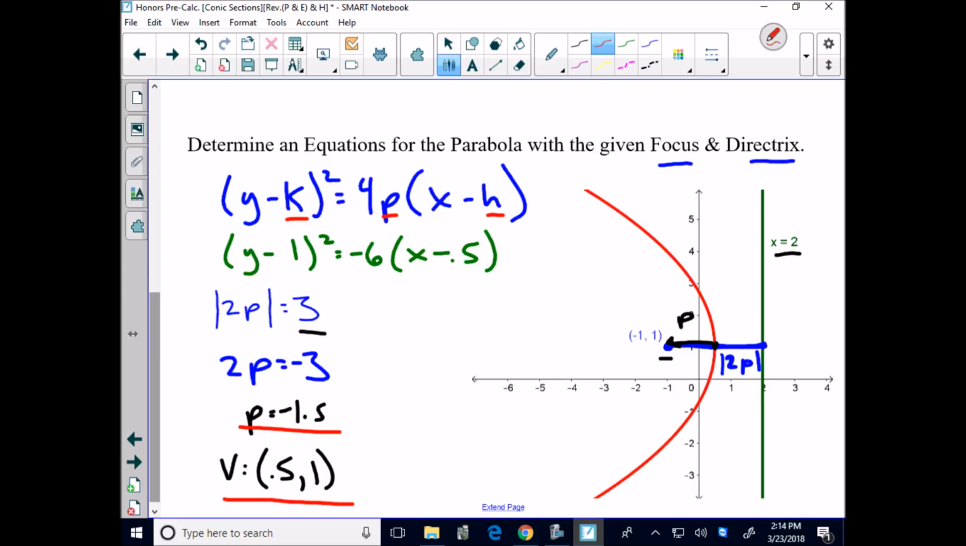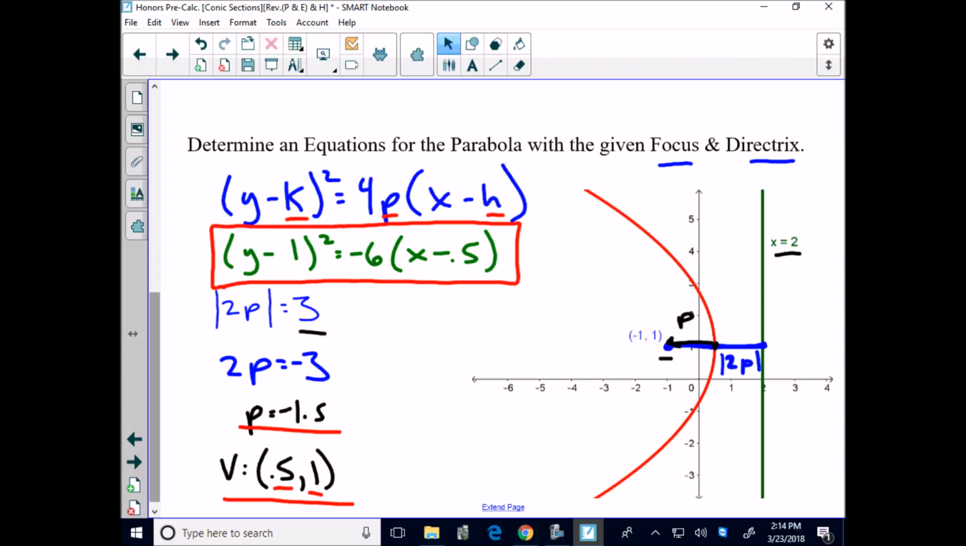We can basically plug in the x and y value of our vertex into our equation as the h and the k. And then actually right here, we can say that our focal width is going to be 4 times our -1.5, giving us a -6. So this is the equation that will define that parabola. All right.